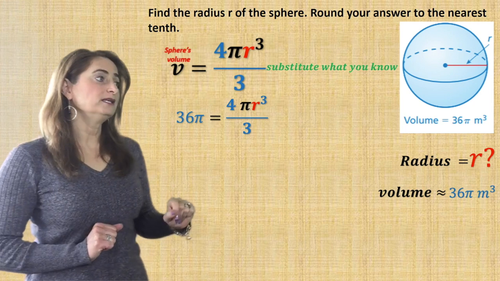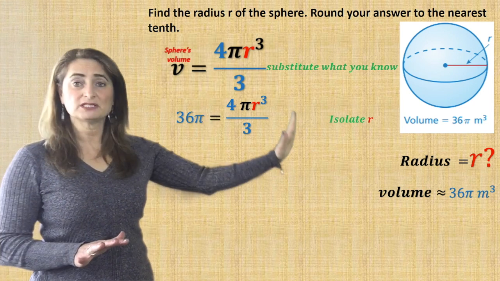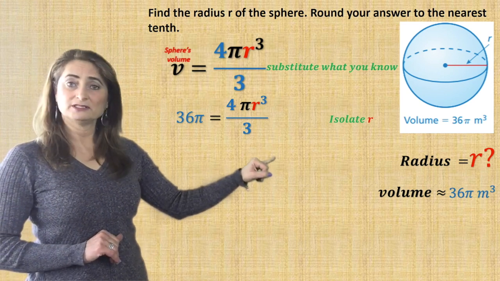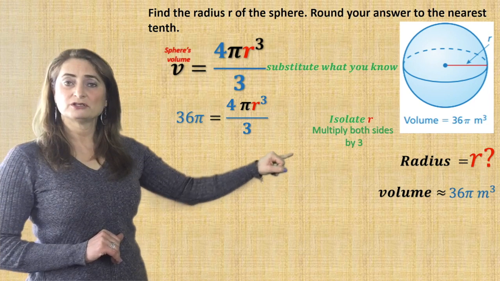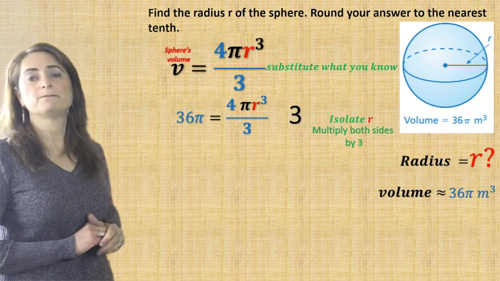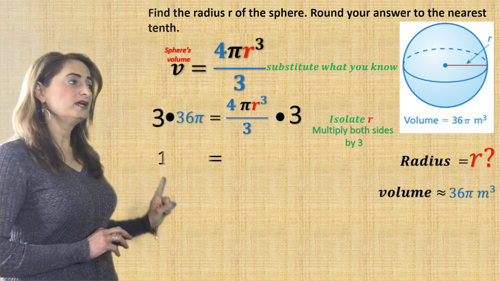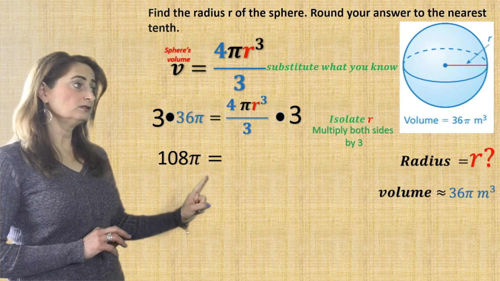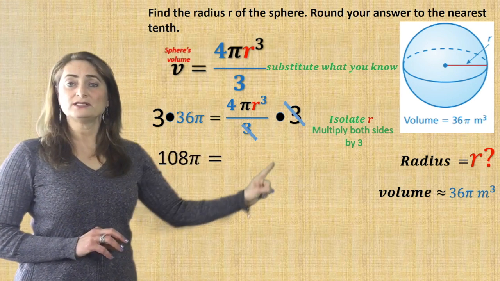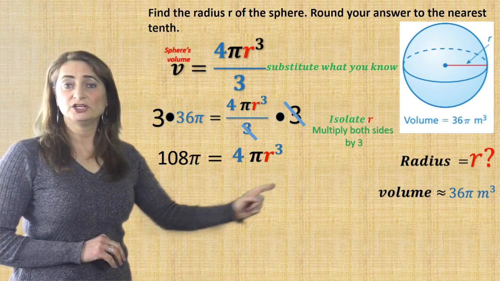Now I need to isolate the radius. To find what the radius is, get rid of all the numbers on the same side as the radius. Since a 3 is free by itself on the denominator, the inverse operation of division would be multiplication. So multiply both sides by 3. Now 3 times 36 pi is 108 pi equals, watch how the 3 divided by 3, that's cross division, they cancel each other. You end up with 4 pi r cubed.